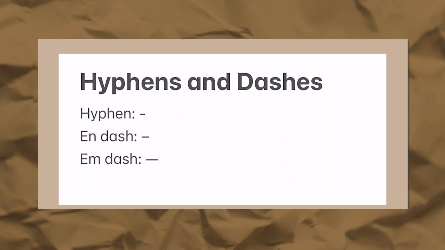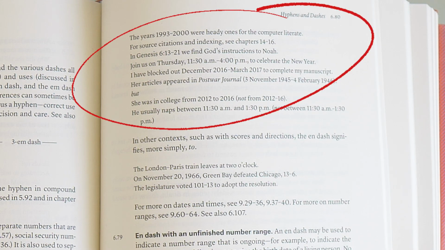Remember how I told you earlier that there are 3 dashes in English? We've been talking about the longest one, the M dash. It's called the M dash because it's the width of the letter M in the font you're typing in. The next one, the middle length dash, is called the N dash. It's the size of the letter N in the font you're typing in. This one has a variety of uses, but some of the key uses are to show ranges, like between years or between times.